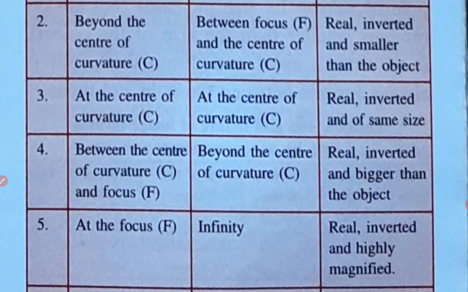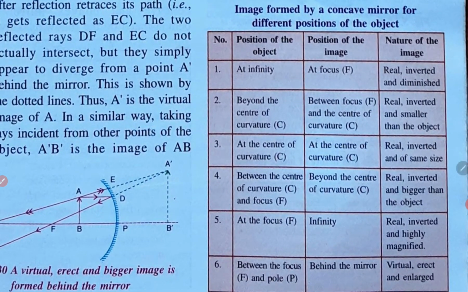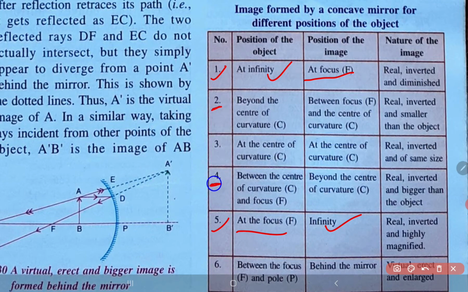So if you see this particular table, there is a relationship between the positions also. If you see the first one and the fifth one, they are just opposite. The object was at infinity, the image is formed at the focus. It's just opposite: the object is at the focus, the position of the image is at infinity. Similarly, the second one and the fourth one are opposite to each other. Beyond the center of curvature is the object, and here beyond the center of curvature is the image. Then between the center of curvature and the focus is the position of the object, whereas between the focus and the center of curvature is the position of the image.